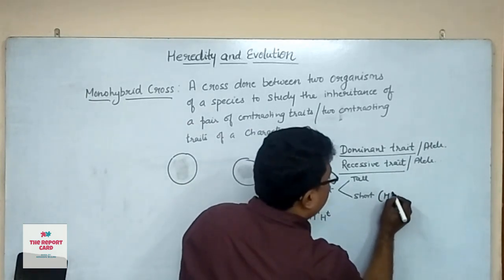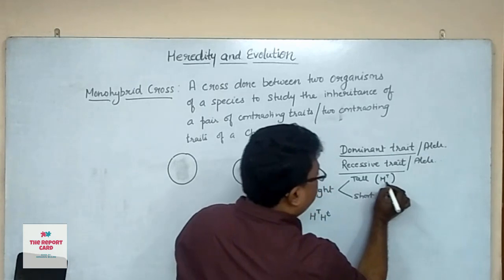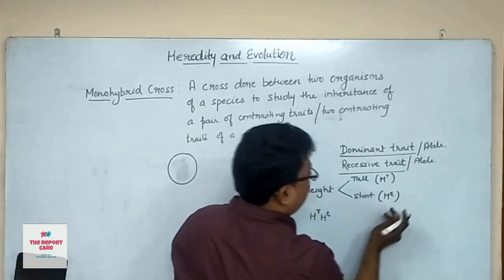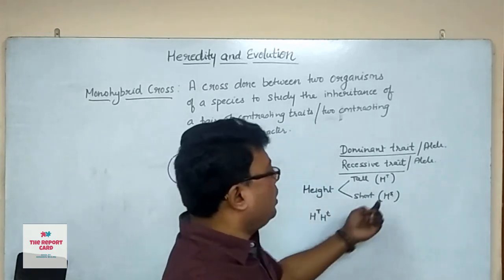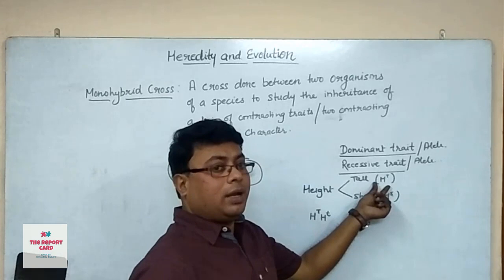So short can be depicted like this, tall can be depicted like this, okay, or you can even write S over here. So this is a way of depicting or showing the allele, right?